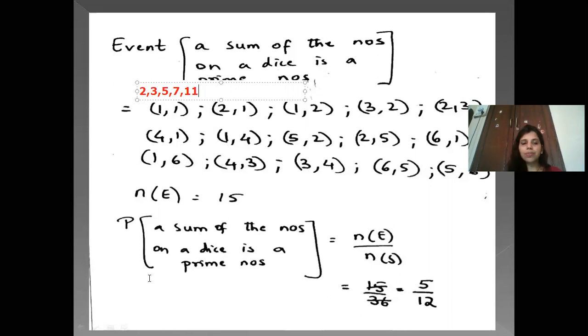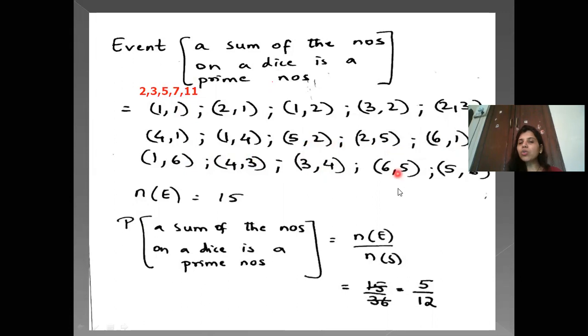Then for 7, 5 comma 2 will give you 7, 2 comma 5 will give you 7. 6 comma 1 will give you 7, 1 comma 6 will give you 7. 4 comma 3 will give you 7, 3 comma 4 also will give you 7. So all the possibilities for that particular prime number you have to list.